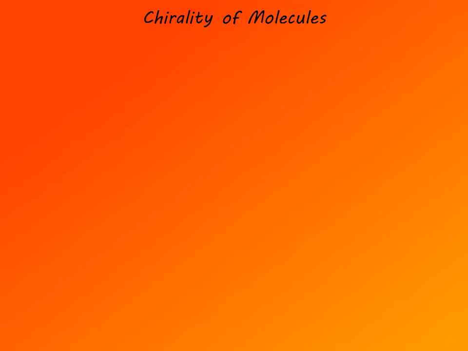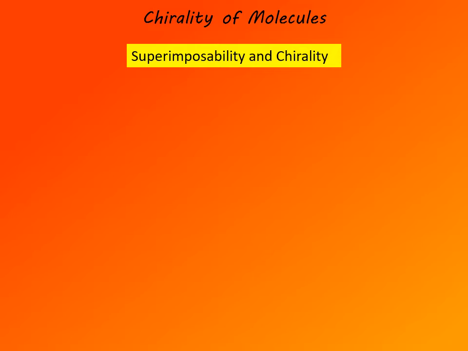I'm going to now move on to optical isomers. In this chapter, we are going to look at optical isomers. And optical isomers are a consequence of chirality of molecules. So we need to examine what chirality is and how to identify chiral molecules. So first, let's look at the property of superimposability and how it is related to chirality. Superimposability simply means overlapping. Can we get two molecules to superimpose on each other, to overlap on each other so there is a perfect match, so that each atom matches the same atom in the other molecule?